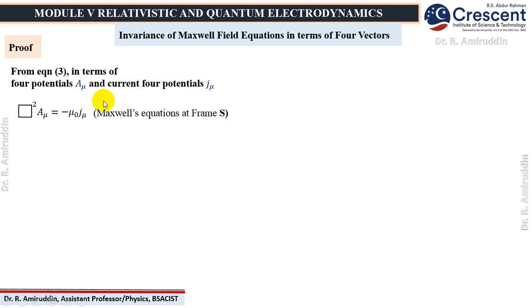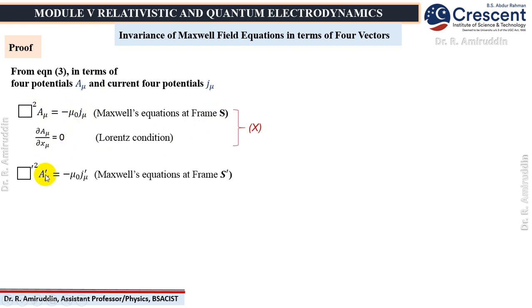This will be the Maxwell's equation for frame S, and the Lorentz condition will be dou A mu divided by dou X mu is equal to 0. Similarly, the Maxwell's equation for frame S prime will be given as, we need to add the prime symbols over here. So box prime square A mu prime is equal to minus mu naught J mu prime. So this will be the Maxwell's equation for frame S prime. Similarly, dou A mu prime divided by dou X mu prime is equal to 0. So that will be the Lorentz condition.